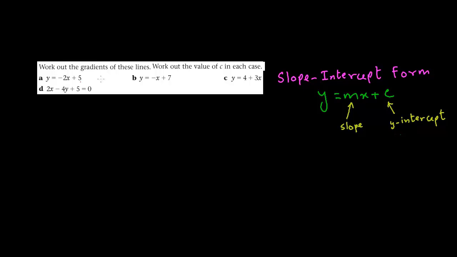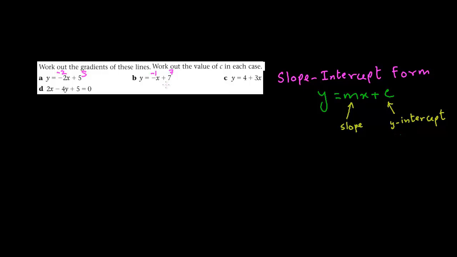The first examples: work out the gradients of these lines, and work out the value of c in each case. This is pretty straightforward. So y equals mx plus c is the form we are talking about. So here the gradient is minus 2 and the y-intercept is 5. Here the gradient is minus 1, the coefficient of x, and the y-intercept is 7.